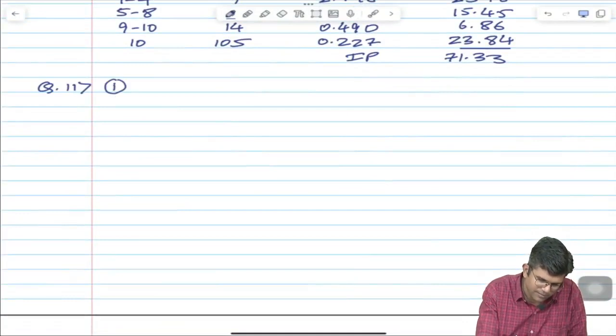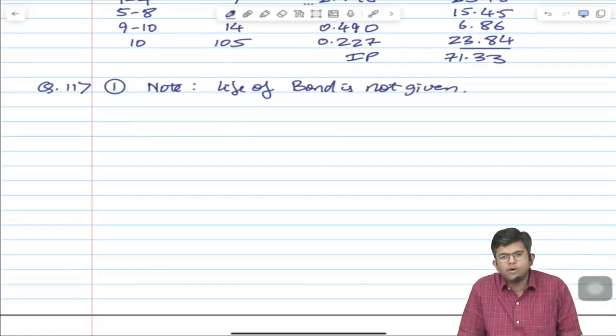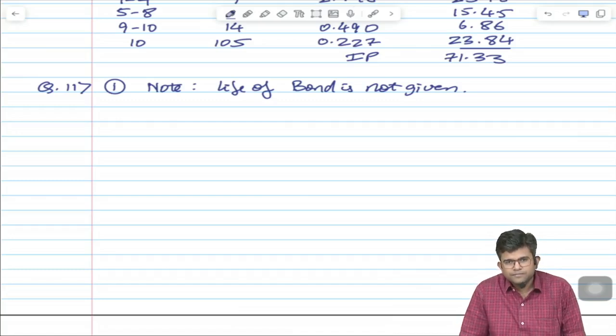Point number 1. Here I am writing note. Life of bond is not given. Think what I have written. Are you all able to understand? Check. The Government of India bond, they have not given what is the life, na? So then what to do? What to assume life to be? What do you think you will do in the exam?